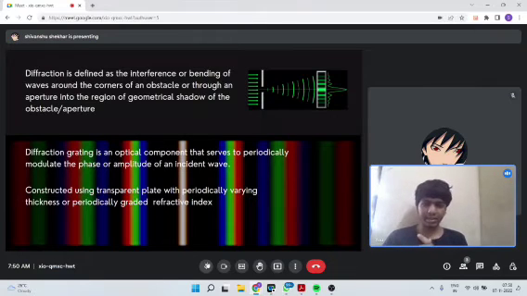Also, the diffraction grating is a very good application of diffraction. It is an optical component that serves to periodically modulate the phase or amplitude of an incident wave. Using this we can get the desired diffraction patterns which we need, which has a lot of application at a later stage to study the intrinsic properties of light. A diffraction grating is constructed using a transparent plate with periodically varying thickness or different refractive index. What essentially happens is you're inducing some sort of optical path at the end of it, causing the diffraction to show its properties.